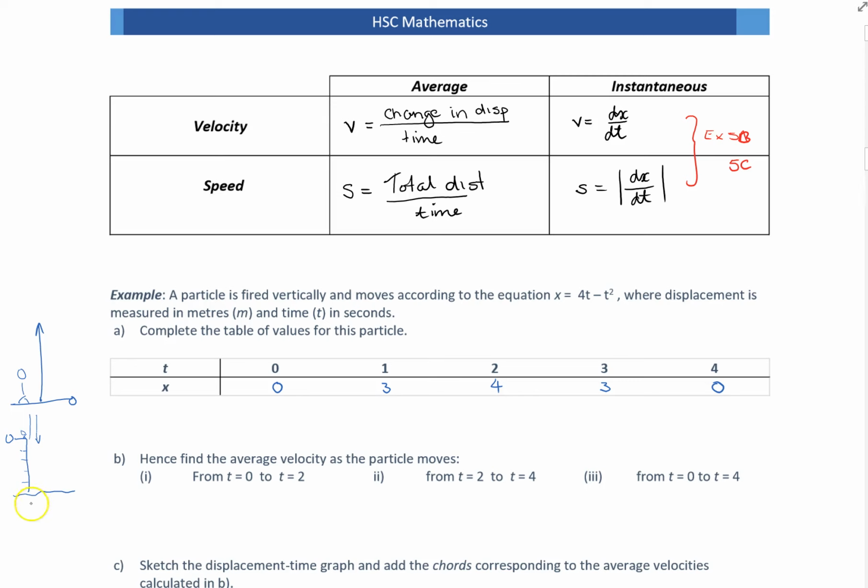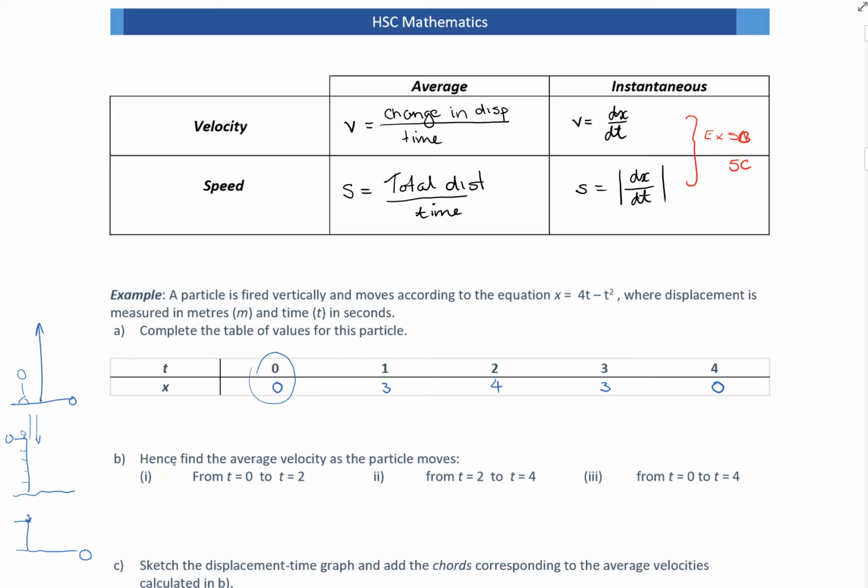I guess if a particle is fired from here, the top of the cliff again, but this is 0, the ground is 0, then we wouldn't get this situation. At time 0, the displacement would be a value other than 0. So just be aware of those different situations.